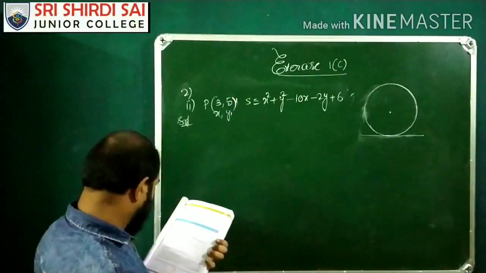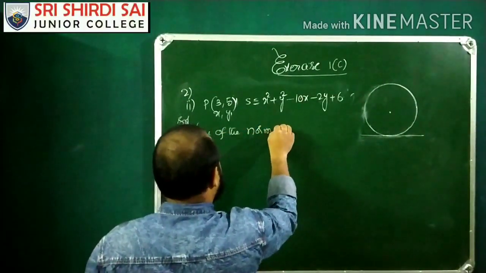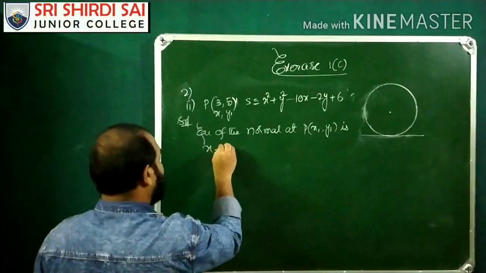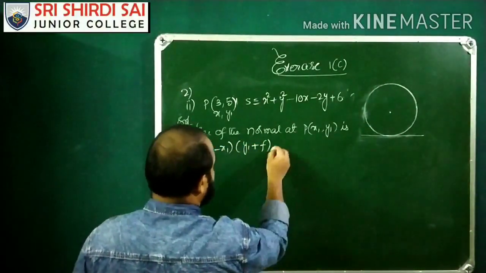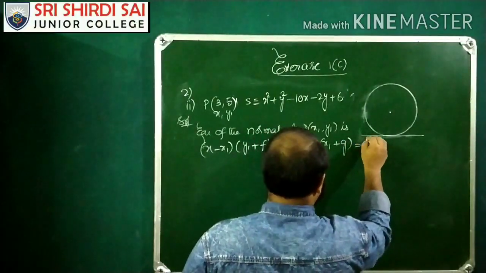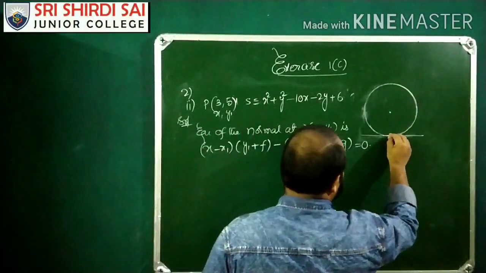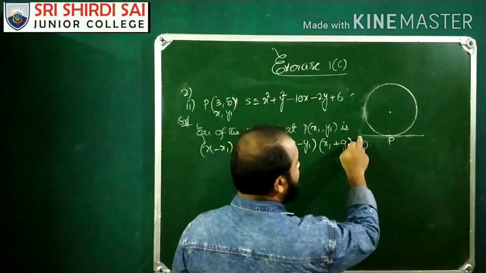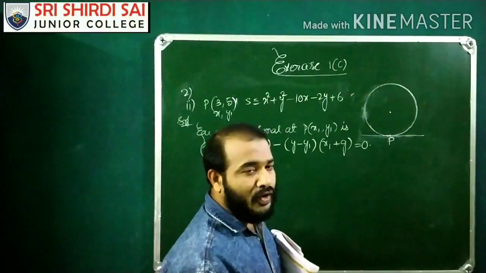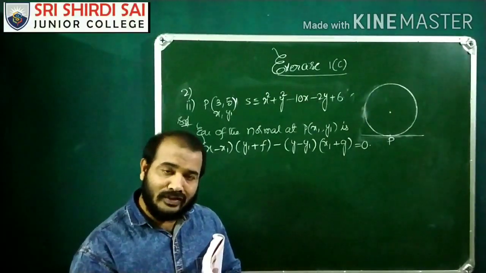this is x1, y1. So we have the formula: the equation of the normal at P(x1, y1) is (x minus x1) into (y1 plus f) minus (y minus y1) into (x1 plus g) equals 0. In the earlier question the circle is given and the point P is given, and we were required to find the equation of the tangent. Now here we are required to find the equation of the normal. We have already discussed that the normal is perpendicular to the tangent and always passes through the center of the circle.